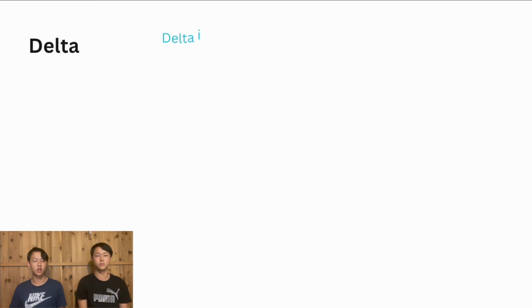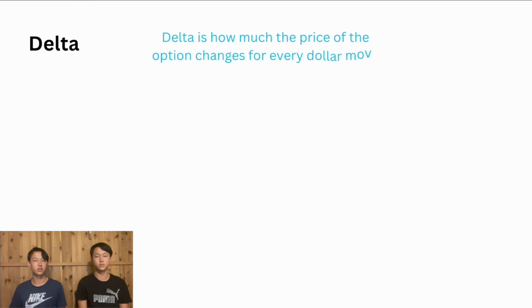We will begin by talking about delta. Delta is how much the price of the option changes for every dollar move in the stock. This means that delta represents the amount an option price will change if the stock price goes up $1 or down $1. For puts, delta is always between -1 and 0.